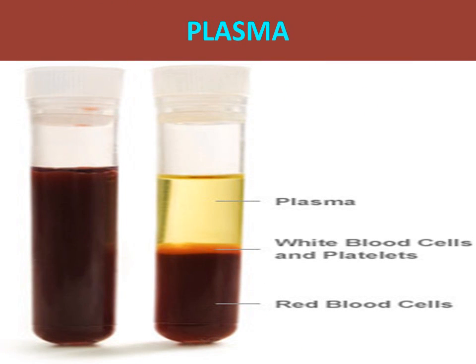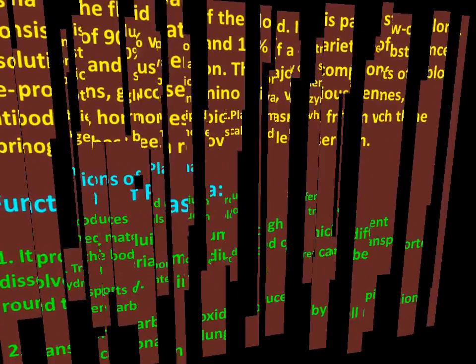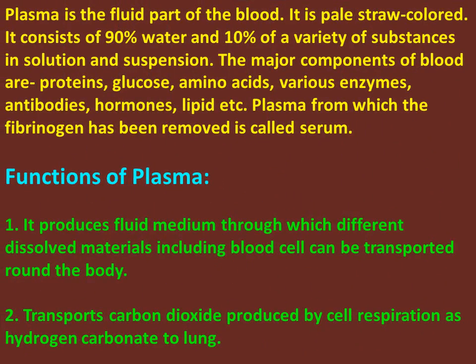Plasma. In the figure you can see a test tube, and the yellow part is the plasma. Plasma is the fluid part of the blood. It is pale straw colored. It consists of 90% water and 10% of a variety of substances in solution and suspension. The major components are protein, glucose, amino acids, various enzymes, antibodies, hormones, lipids, etc. Plasma from which the fibrinogen has been removed is called serum.